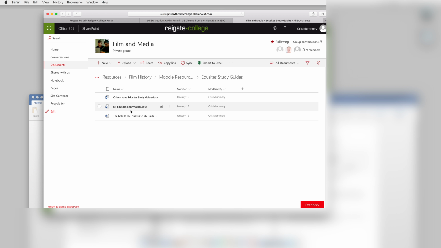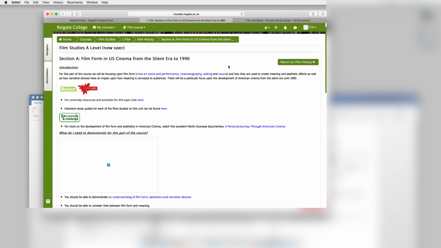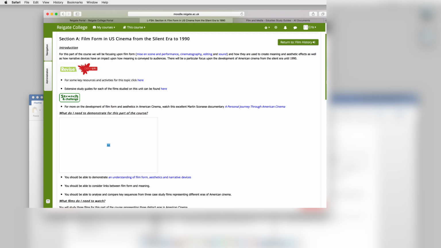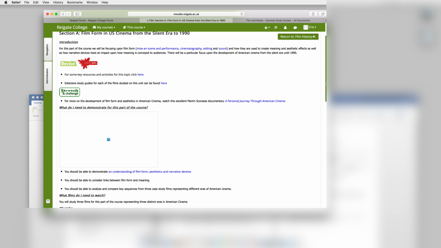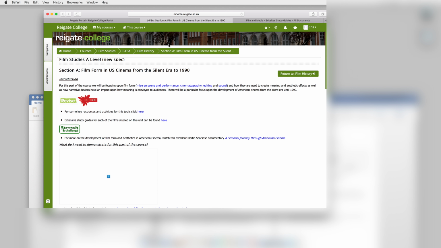So there's a study guide for E.T., a study guide for Citizen Kane, and a study guide for The Gold Rush. So I strongly advise you look through those as well as your own notes and the stuff we did in class in preparing yourself for Section A. But thinking about different sequences, thinking about how you could analyse them in the different elements of film form, practising doing short, punchy analyses of sequences with a clear focus is going to help you prepare for Section A of the progression exam.